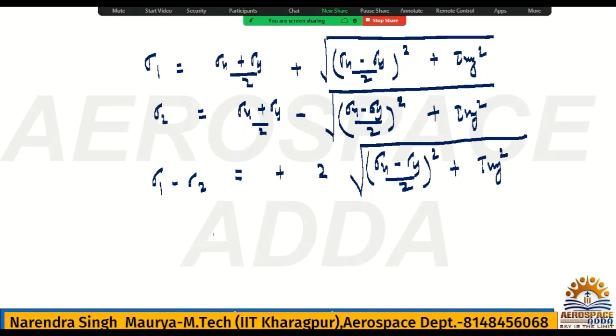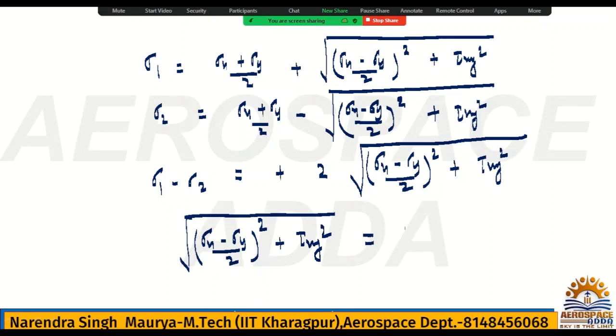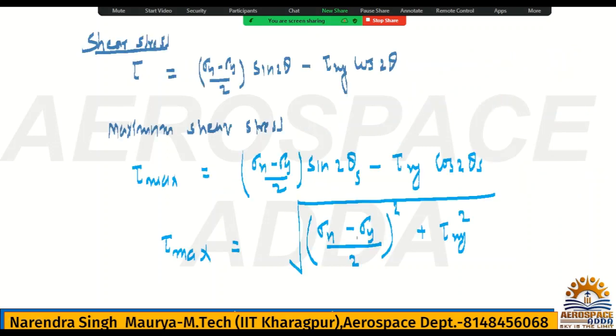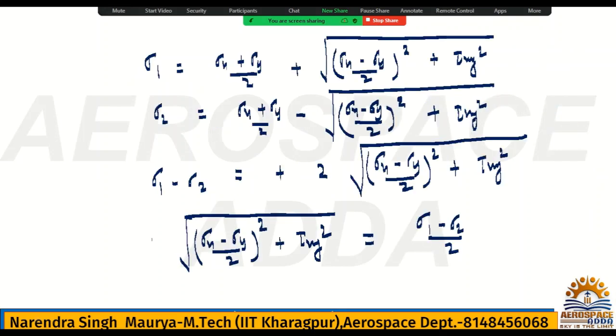The root of sigma x minus sigma y by 2 whole square plus tau xy square. What is this value? This value will be sigma 1 minus sigma 2 by 2. It is nothing but tau max. See, sigma x minus sigma y by 2 whole square plus tau xy whole square, under the root, is nothing but tau max if you check the value.